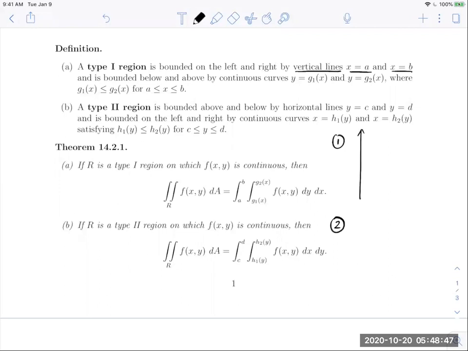So I'm just going to draw some coordinate axes. And then along your x-axis, just label A and B. And so for our region, we want to have it bounded by vertical lines at A and B, maybe right here, and then continuous curves on top. So I'm going to call this G2 of x, and on bottom, G1 of x.